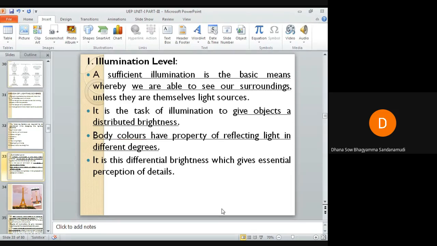Each object, depending on its color and its texture, will have a property of reflecting light at different degrees. It is this differential brightness which gives essential perception of details, depending on the body color of the object on which the light is falling.